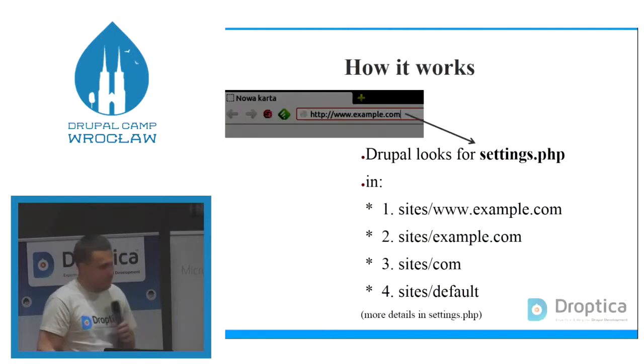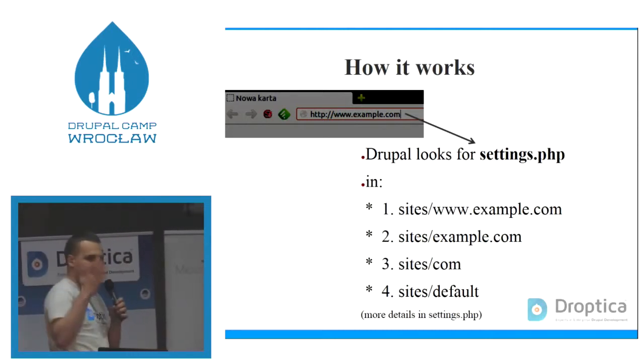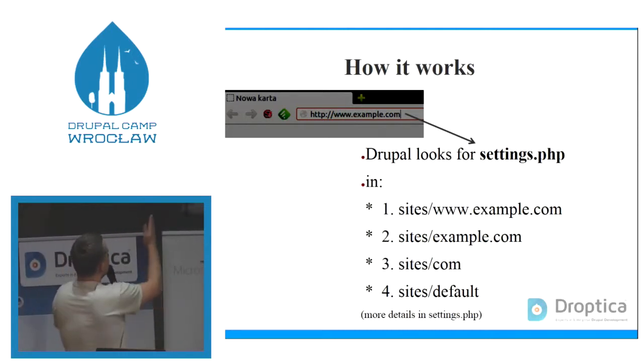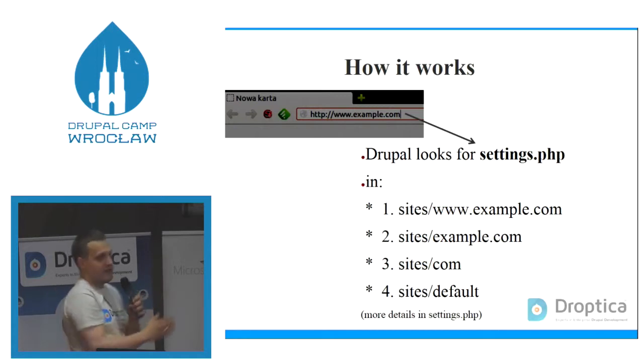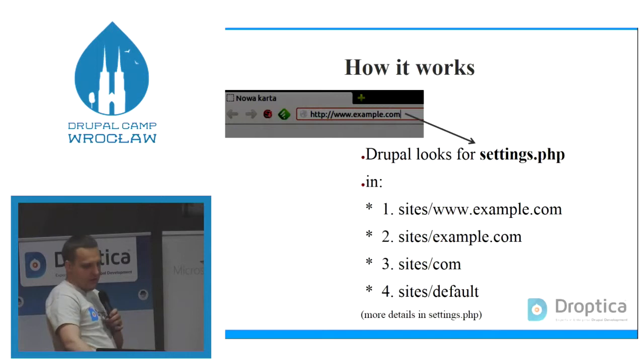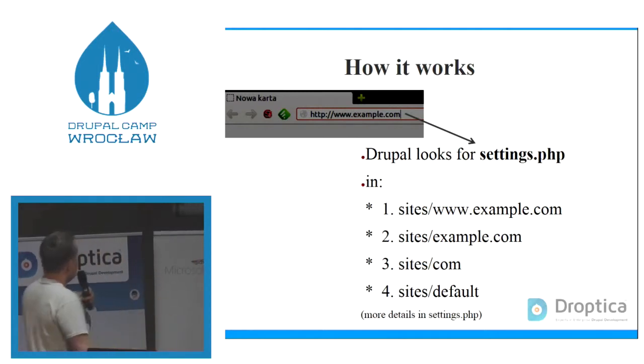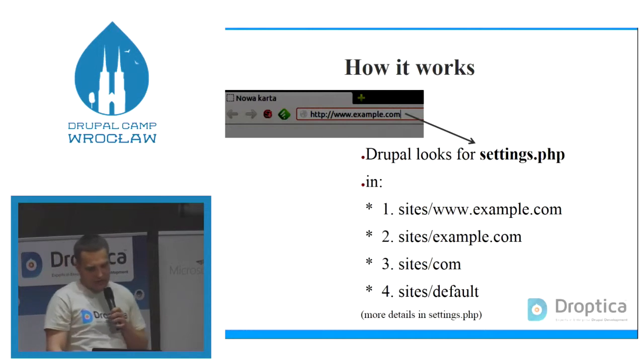And how does it work? Drupal is designed this way that when a page request comes in, it looks at the domain and it tries to find settings to connect, right? It tries to connect to the database. It tries to find your settings. And then when it finds settings, it knows which files to use, which database to use. And well, all the other modules are the same anyway.